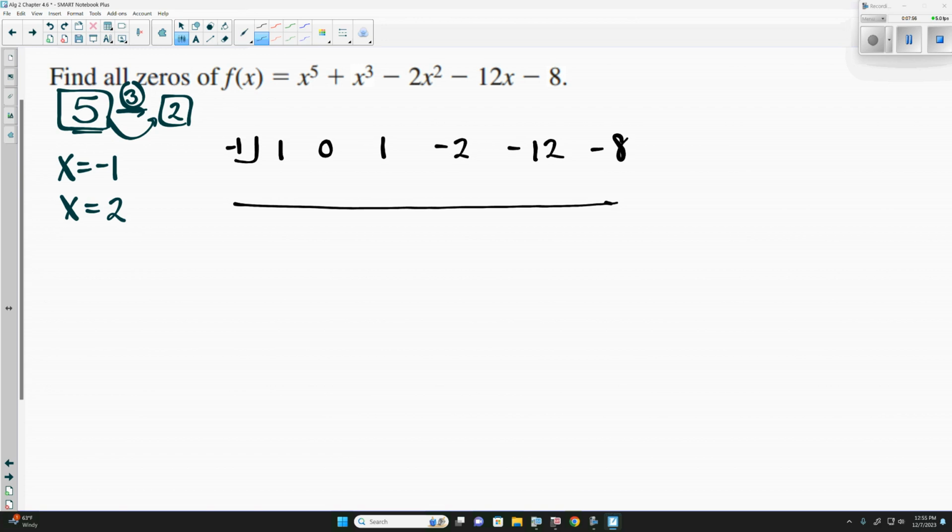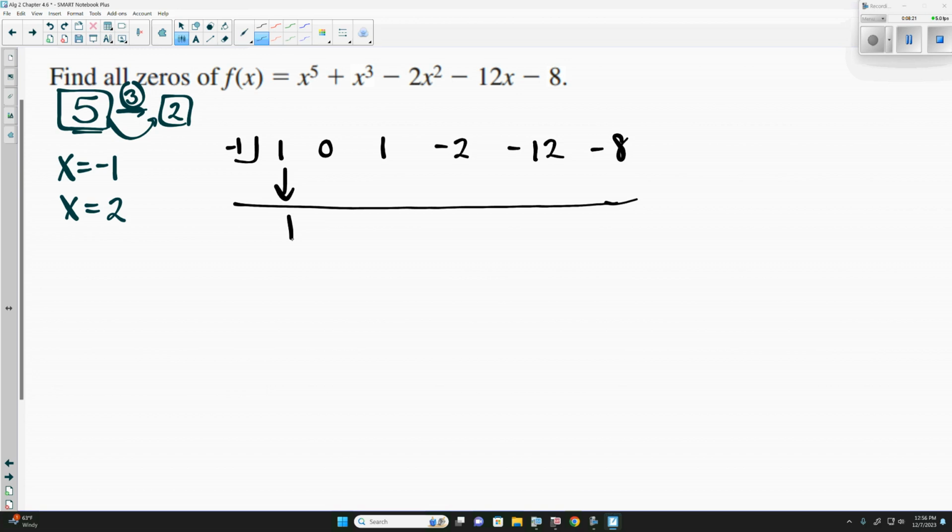So we can use synthetic division to slowly decrease the degree. That'll help us in solving it in the end. Now, at this point here, we're going to go through our synthetic division with -1 and then go from there.